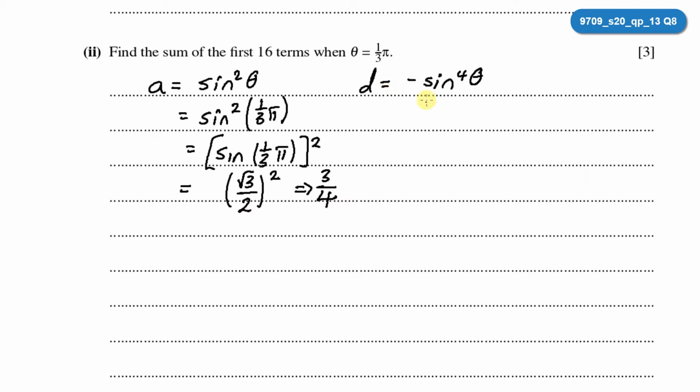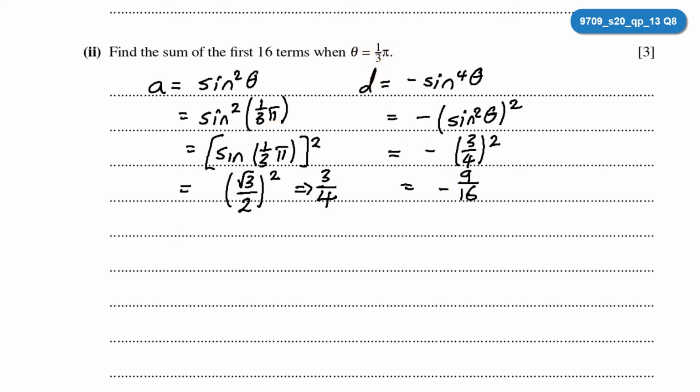And for d, the common difference, we can see that the common difference d here is minus sine to the 4 of theta, which is the same to me as minus of sine squared theta squared. It's just the same. Okay, but you see how we had obtained for a sine squared theta to be 3/4. So I can say that's like minus of 3/4 squared, which can give us minus of 3 squared, that's 9, and 4 squared, that's 16. So we now know what a is and what d is when theta is equal to a third pi.